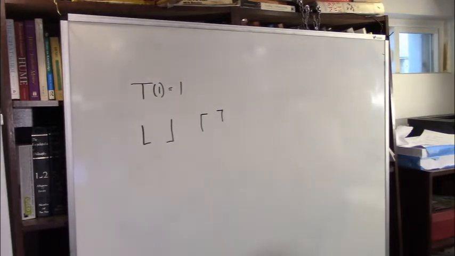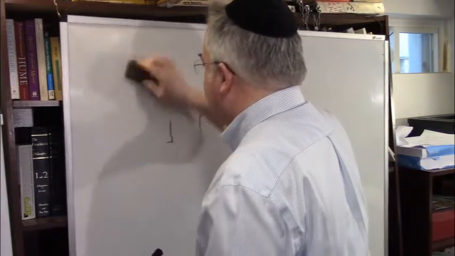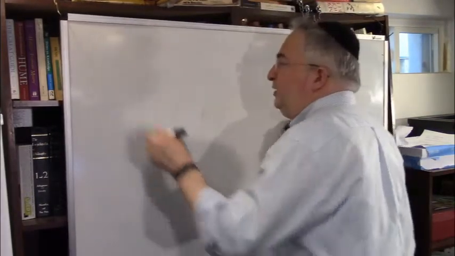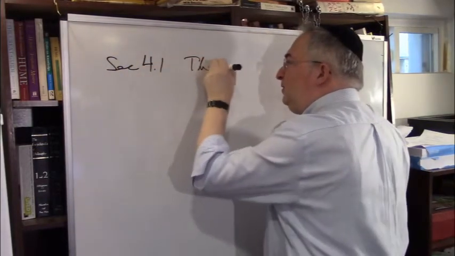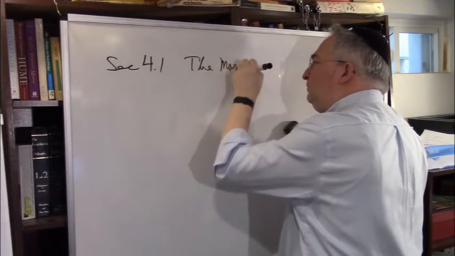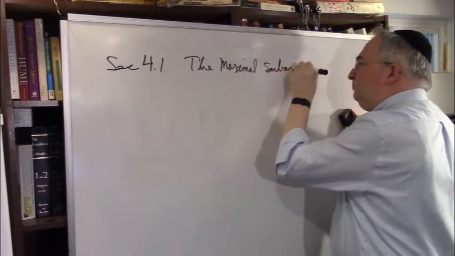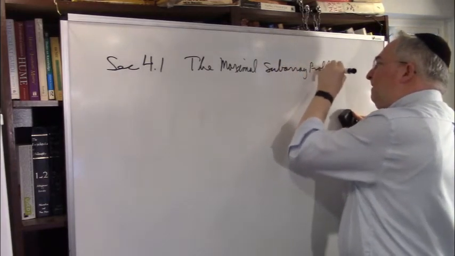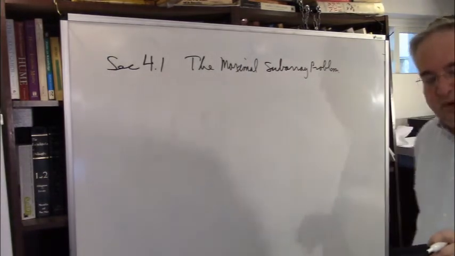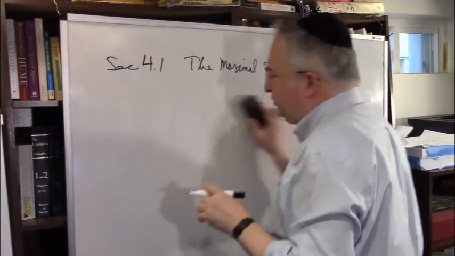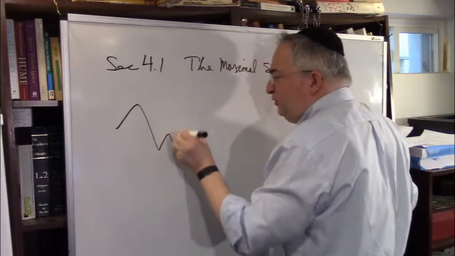It's called the maximal subarray problem. That was our introduction to recursion. So let's do section 4.1, the maximal subarray problem. Give me a little time to get to the problem in general, but let me explain what it's all about. Let's say I go to the future.